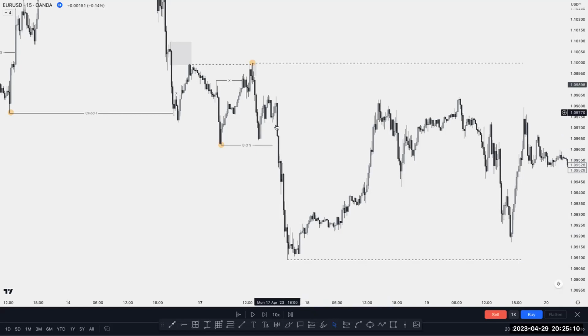Look at this picture. This is a single leg move here. So where is our first pullback? In this case, everything is a single leg move here. So this one, after taking out this inducement, you can definitely sell here, probably this one, right? So this is our inducement.